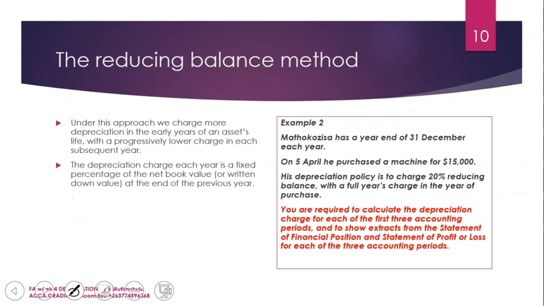Now, the reducing balance method. Under this approach, we charge more depreciation in the early years of an asset's life, with a progressively lower charge in the subsequent years. The depreciation charge each year is a fixed percentage of the net book value or written down value at the end of the previous year. One thing I want to emphasize on this method is that the examiner might be interested in you showing when the reducing balance method is going to be used. It is used when we want to charge more depreciation in the early years in the usage of the asset.